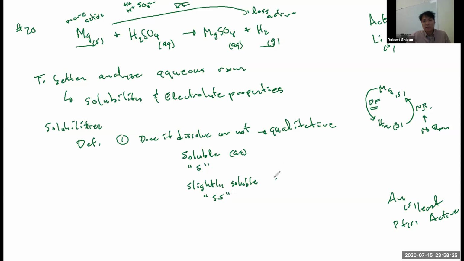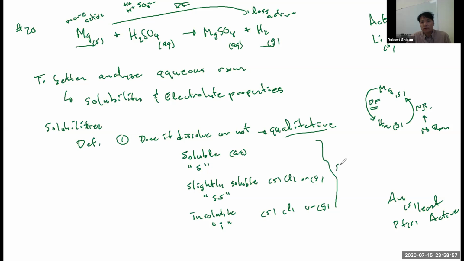If it's slightly soluble, it might be just solid, liquid, or gas, but not aqueous. If it's insoluble, then it just doesn't dissolve, and we call it I for insoluble, and therefore it's going to be solid, liquid, or gas. Here a tiny bit dissolves, but not enough to really change things. So these are the states that we expect. And so we need some solubility rules to do this. For qualitative, we use solubility rules.